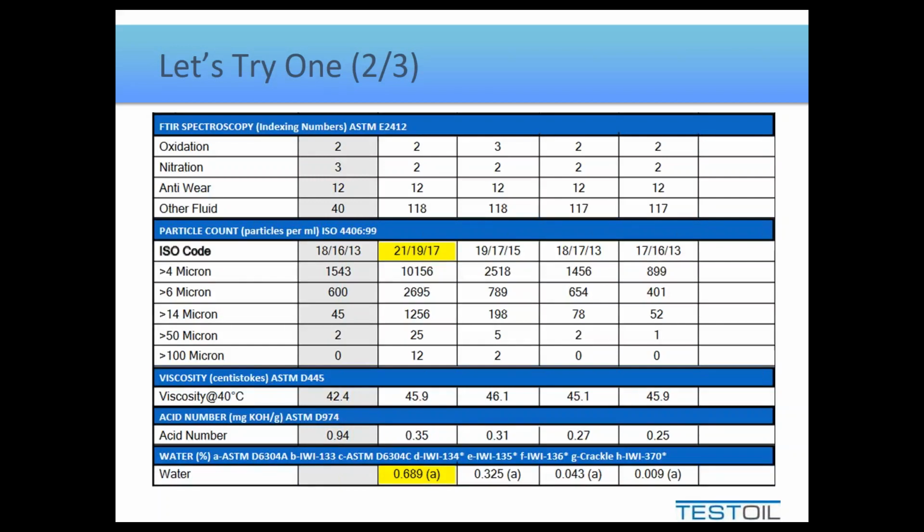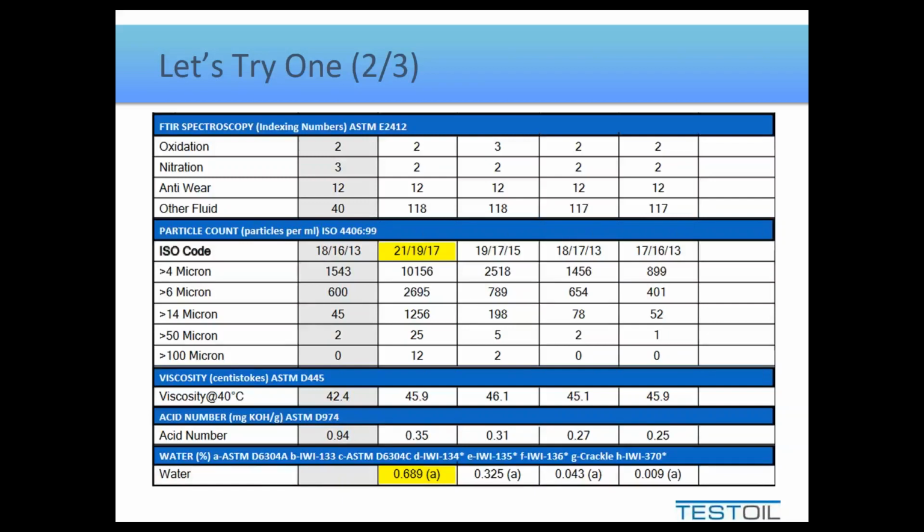When we look at viscosity, we don't see anything really trending differently. It is different than the baseline value, but it's been steady throughout its history. Same thing goes with acid number. We see a fairly consistent increase in acid number, which is expected over time. Doesn't really match up with the baseline information.